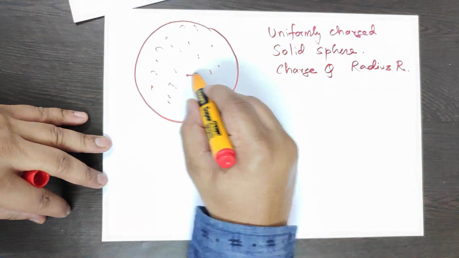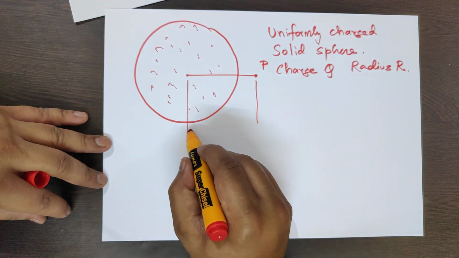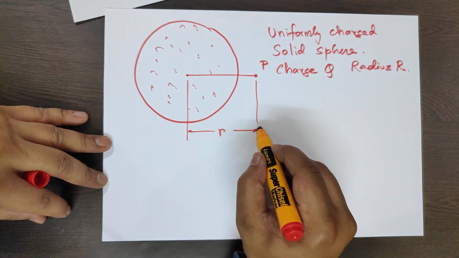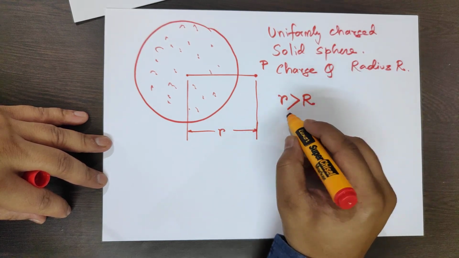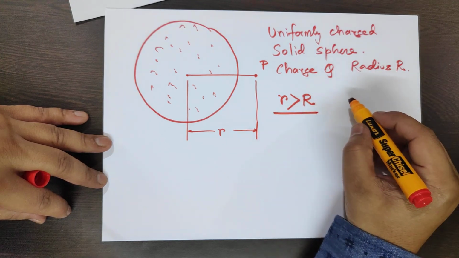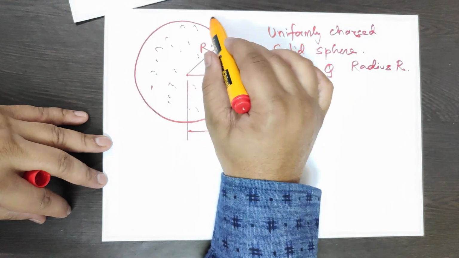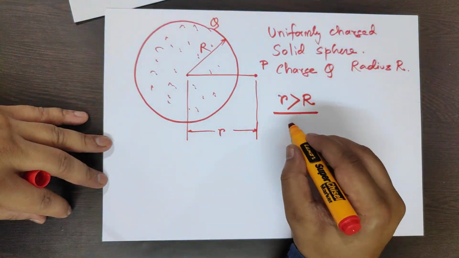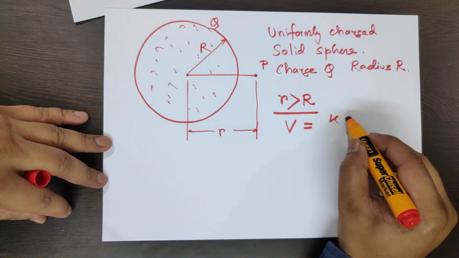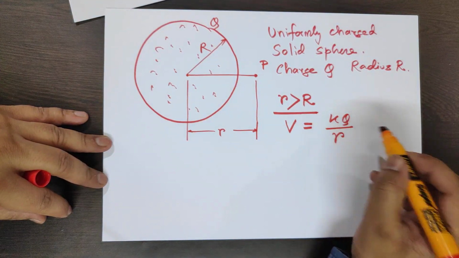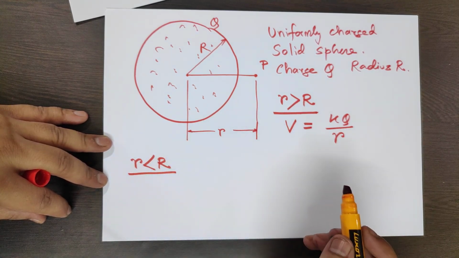Now say consider a point P outside. For the point outside, this will keep the small r variable. So first case, small r is greater than capital R. Capital R is the radius and Q is the total charge. So for that potential, simple, this whole thing will act like a point charge, kQ by r.